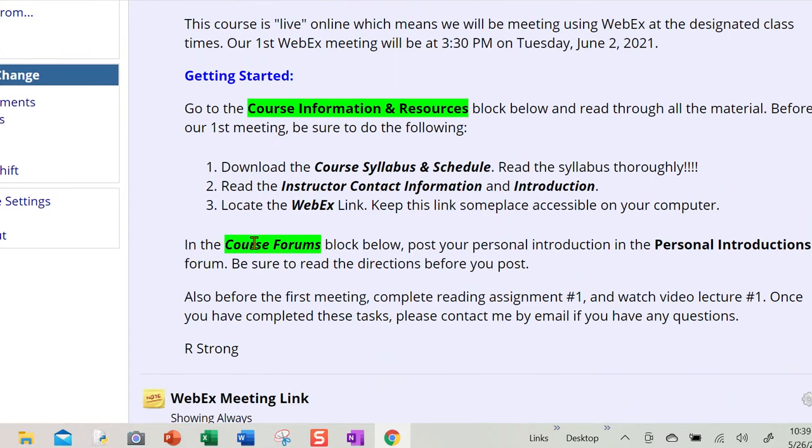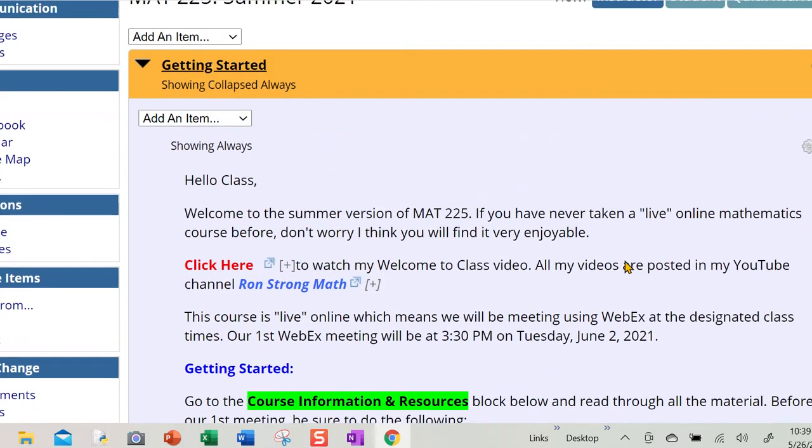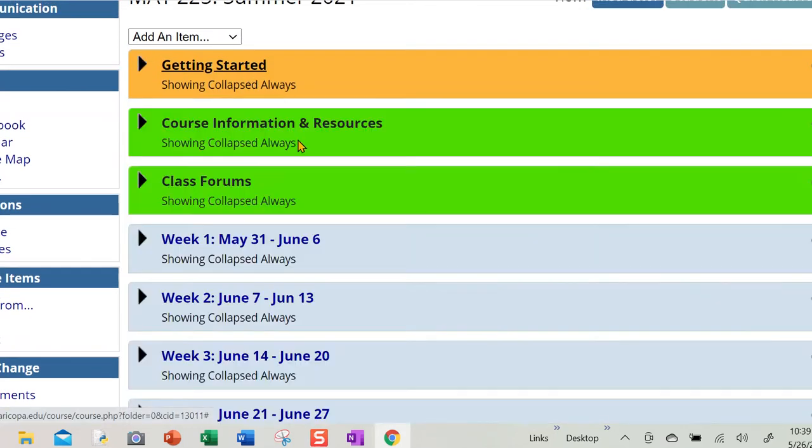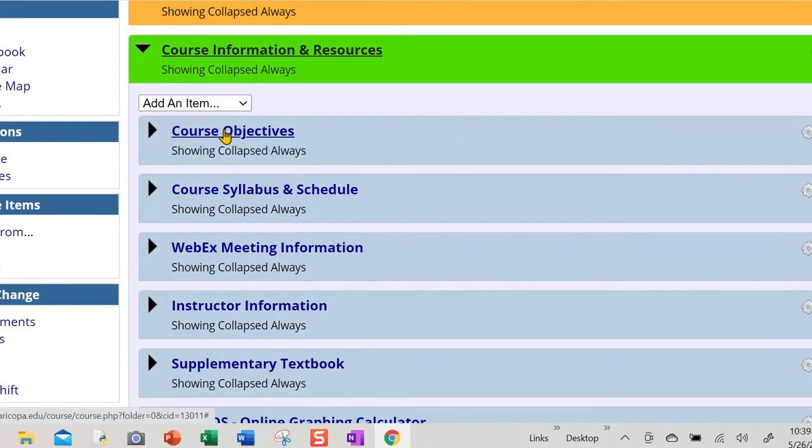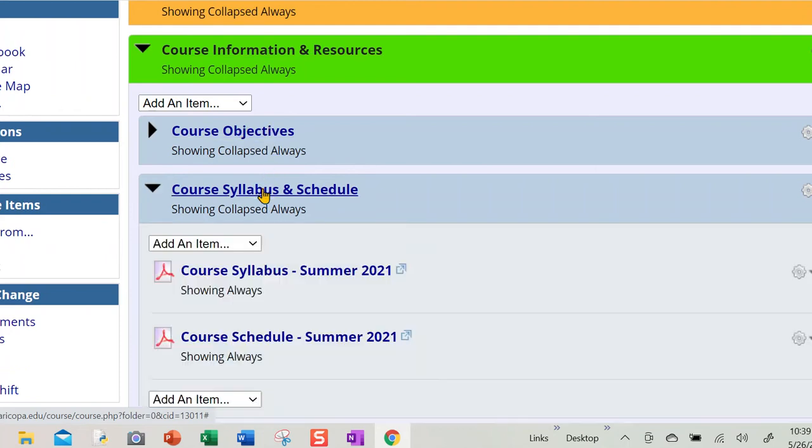Then we're going to go into the course forums and look for the Personal Introductions forum, and you're going to create your personal introduction. So let's do that right now. Let's go into the Course Information and Resources folder. Click on that, and it opens up. You have course objectives. Make sure that you read those. Those are important. The course syllabus and the schedule: here's where you would click to download them. You don't need to actually download them or print them out, but just have them accessible.